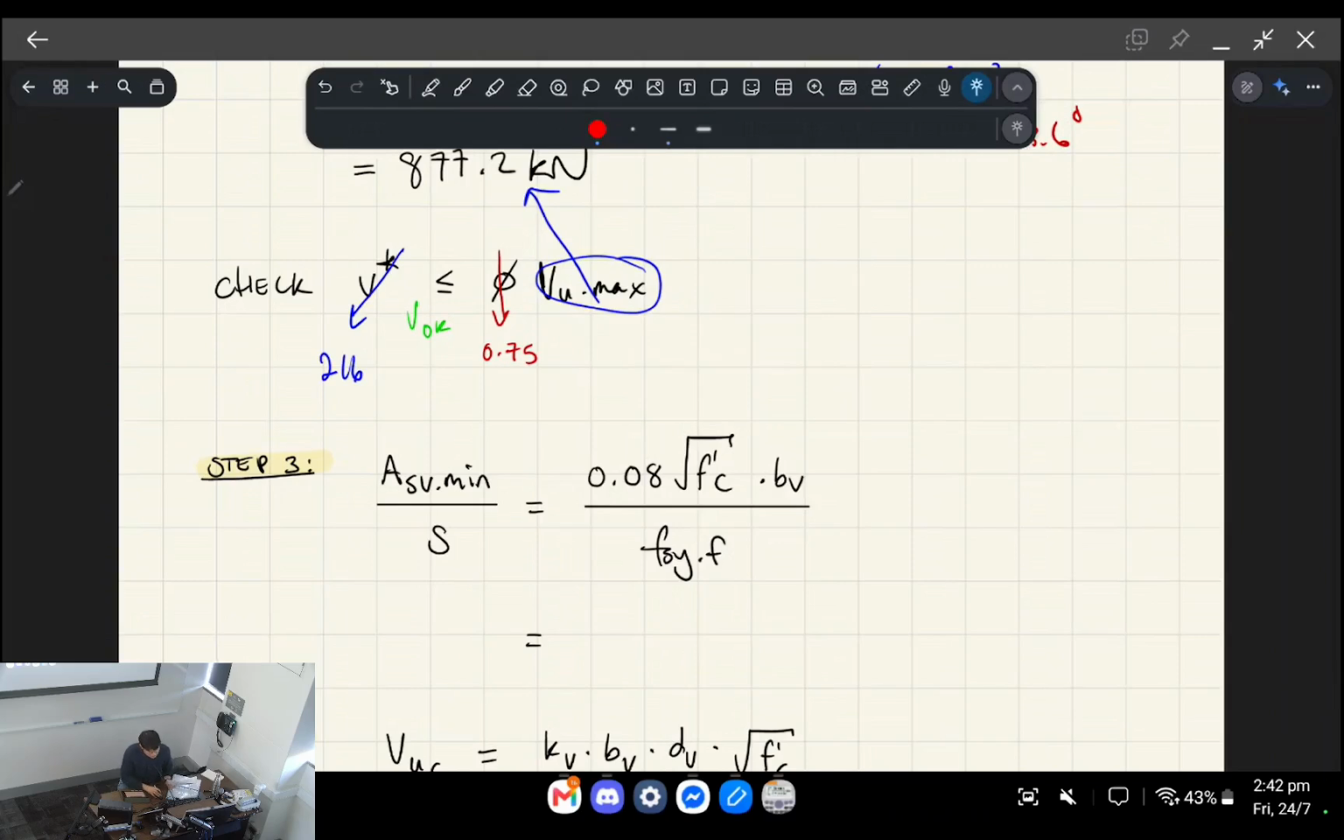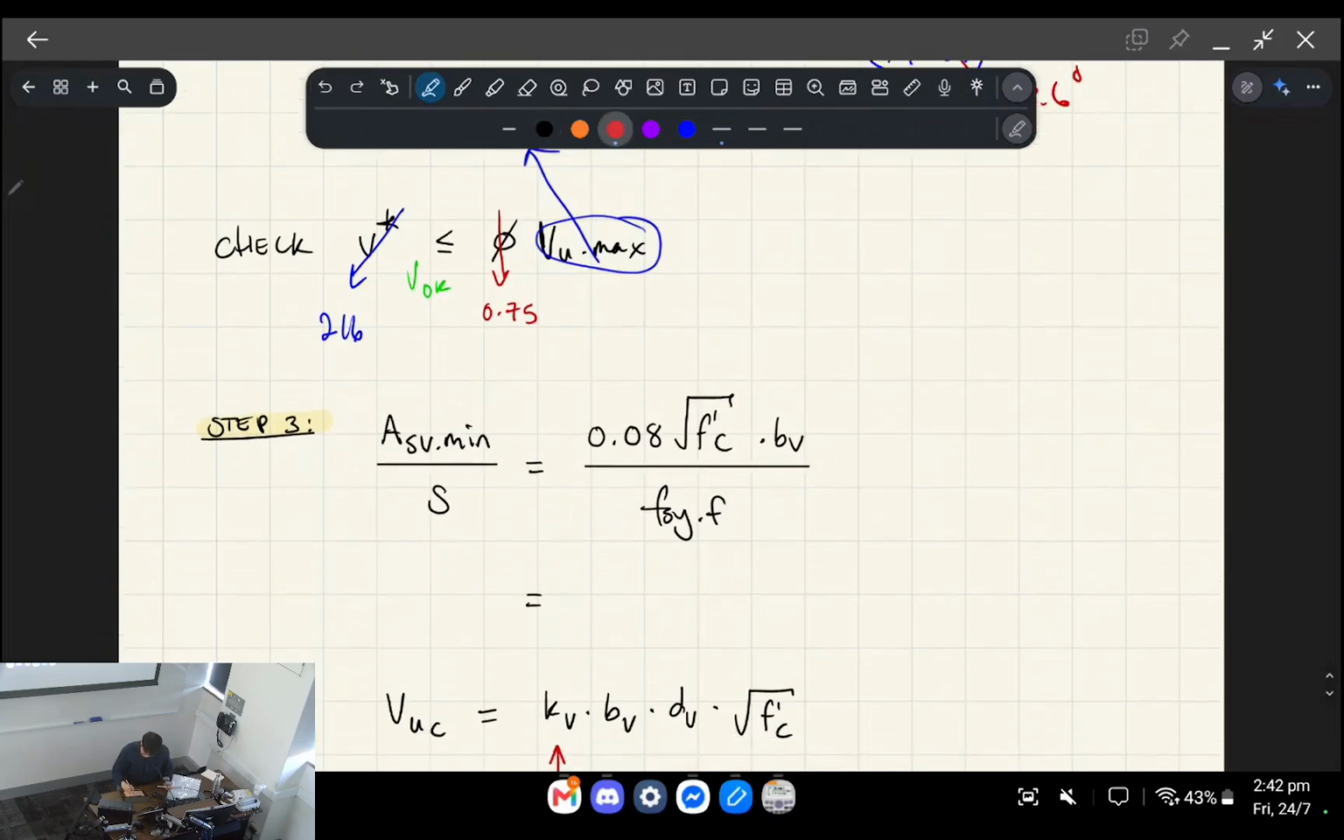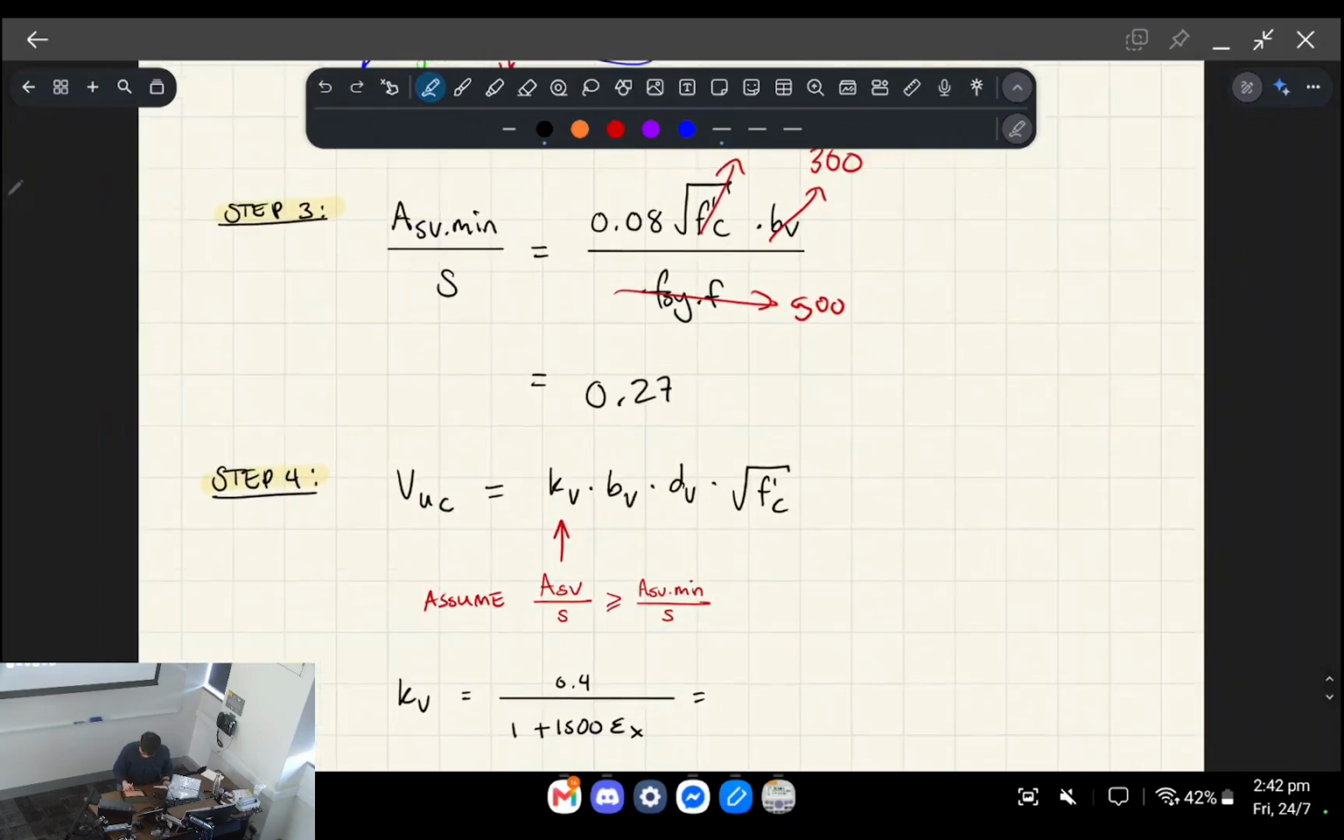The next step we're interested in is finding the minimum transverse steel density, okay? So that's ASV.min over S, okay? This comes in the form of a formula, and we just do all the stuff that we've been doing before, plugging stuff in, plugging more stuff in. You get 0.27, so this is the ratio of ASV.min over the spacing, right? Okay.